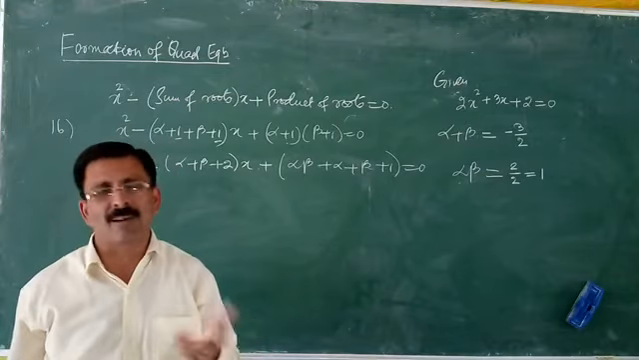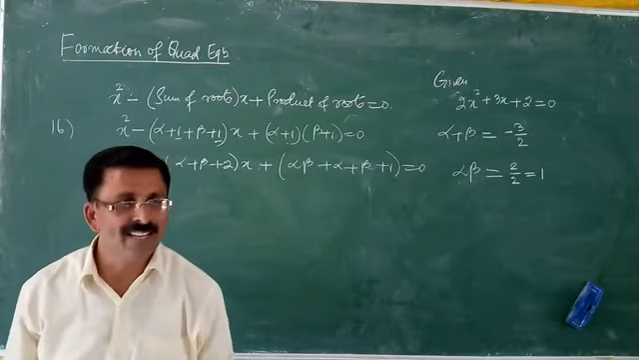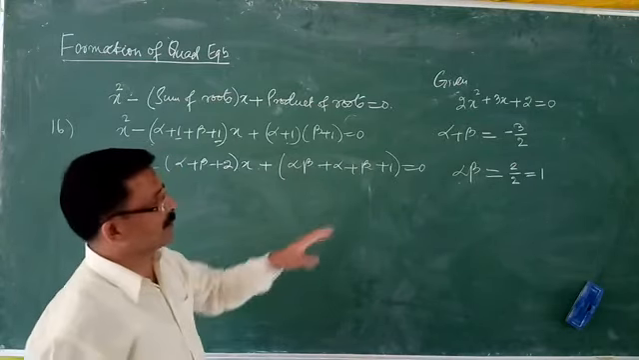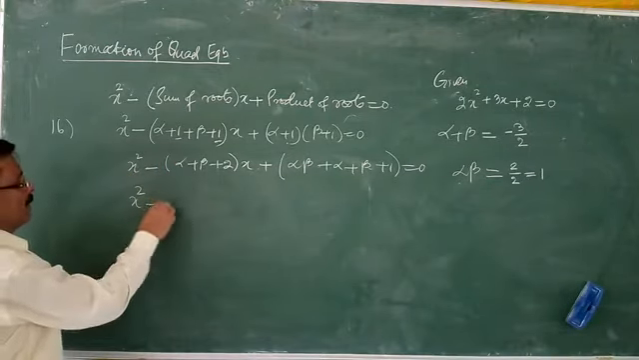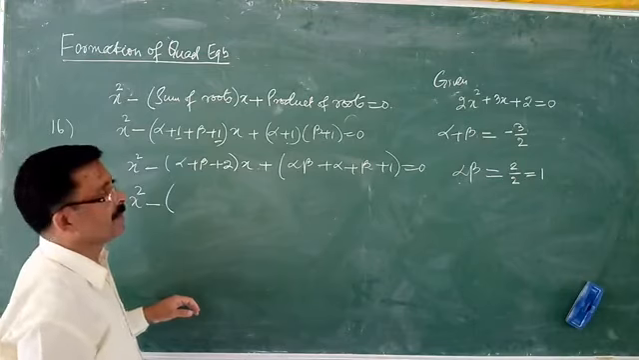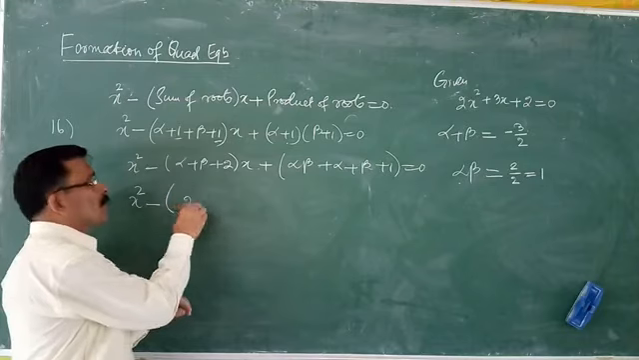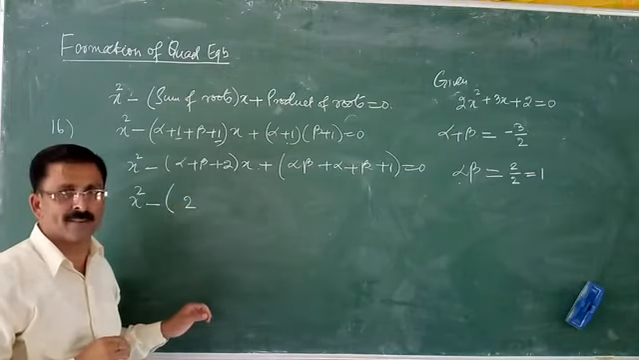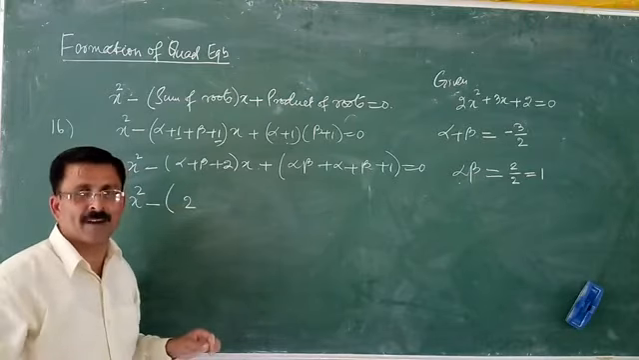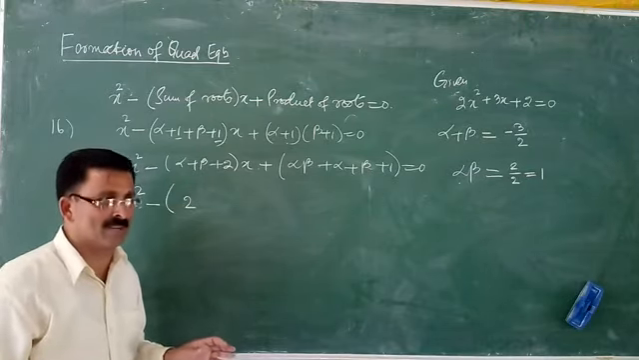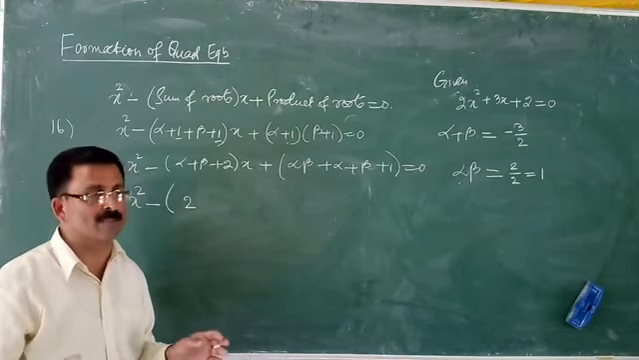Is it good or not? So now we will put the values in each part and then we will simplify and get the answer. x square minus alpha plus beta is equal to negative 3 over 2 plus 2. Can I write 2 first? Because my 2 is positive, a very good number. At the first place, I like to have the good numbers.